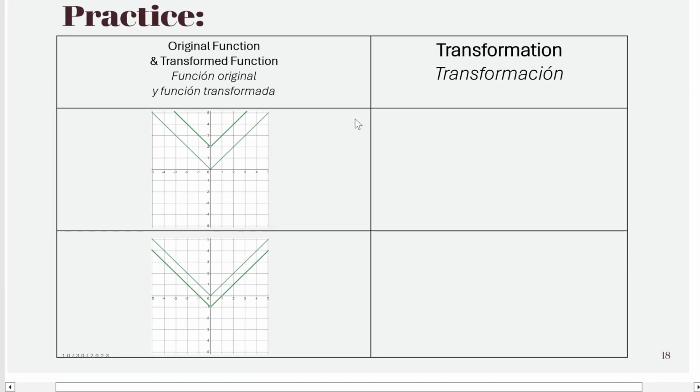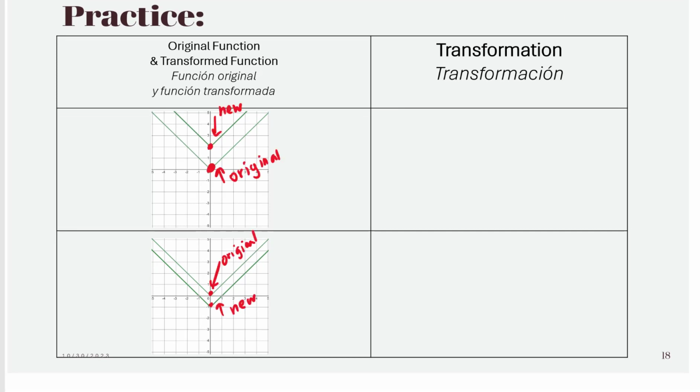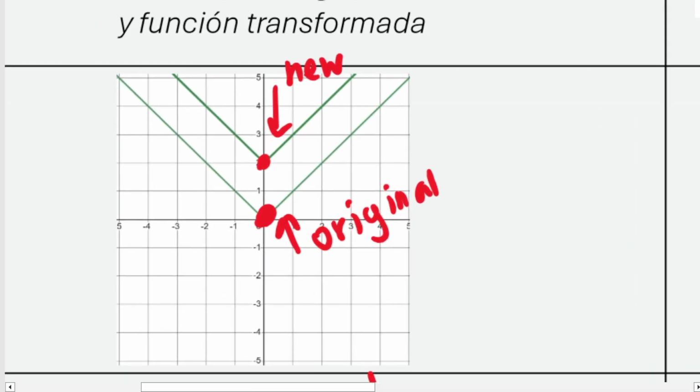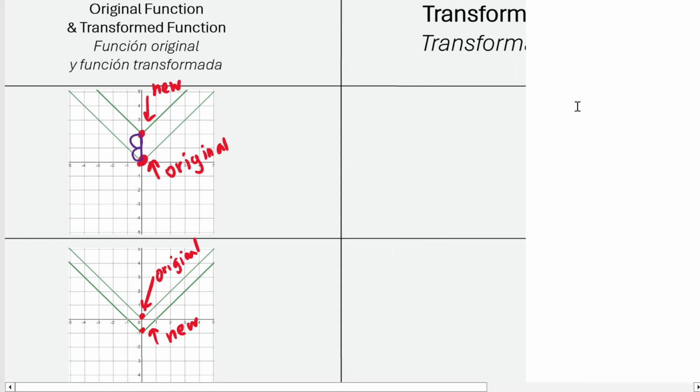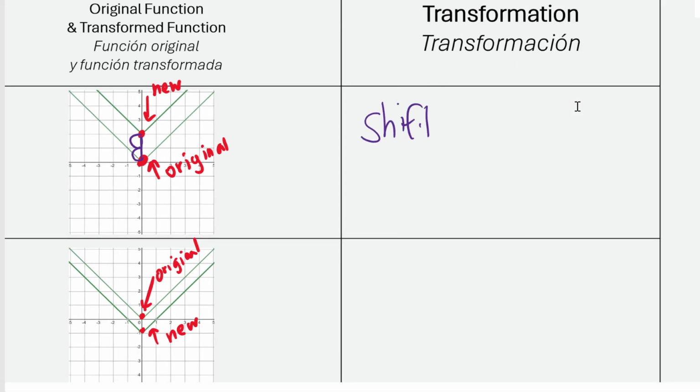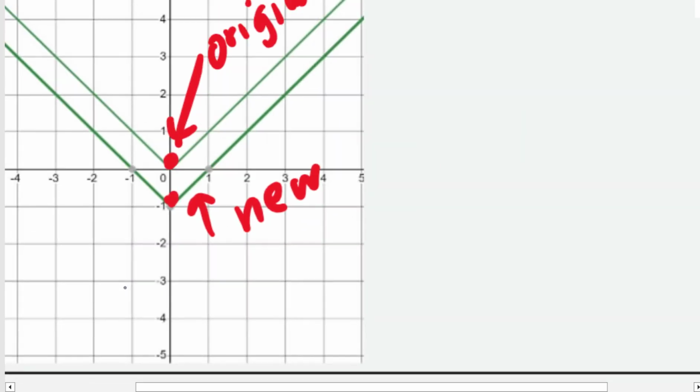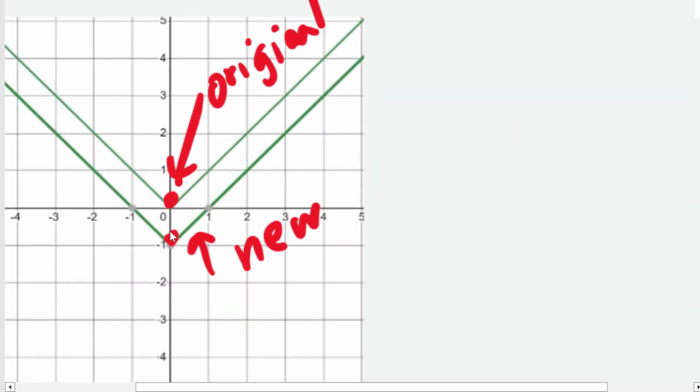Now we have to practice. Here is the original function and here is the new. The graph shifted up how many spaces? 1, 2. So over to the right, you're going to write shifted up 2 spaces. On the second example, this is the original and this is the new, so it went down.